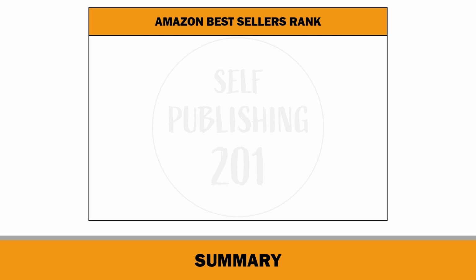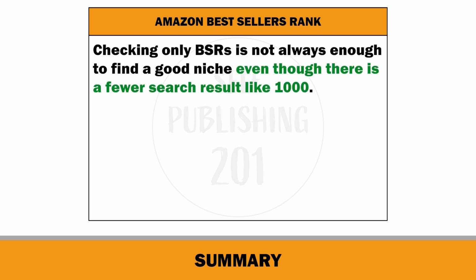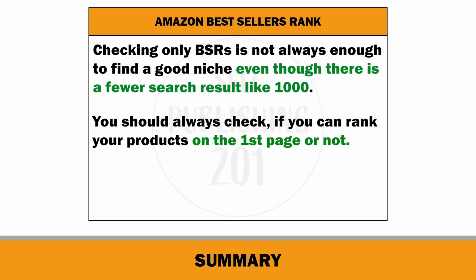In conclusion, while Amazon bestseller ranking is a good indicator of how well a product is selling in a particular category, checking only BSRs is not always enough to find a good niche, even though there are fewer search results like 1000. First of all, you have to check also if you can rank your products on the first page or not. As I told you before, BSRs can give you an idea about how many copies you need to sell daily and monthly to be ranked in a good position in that category or niche.